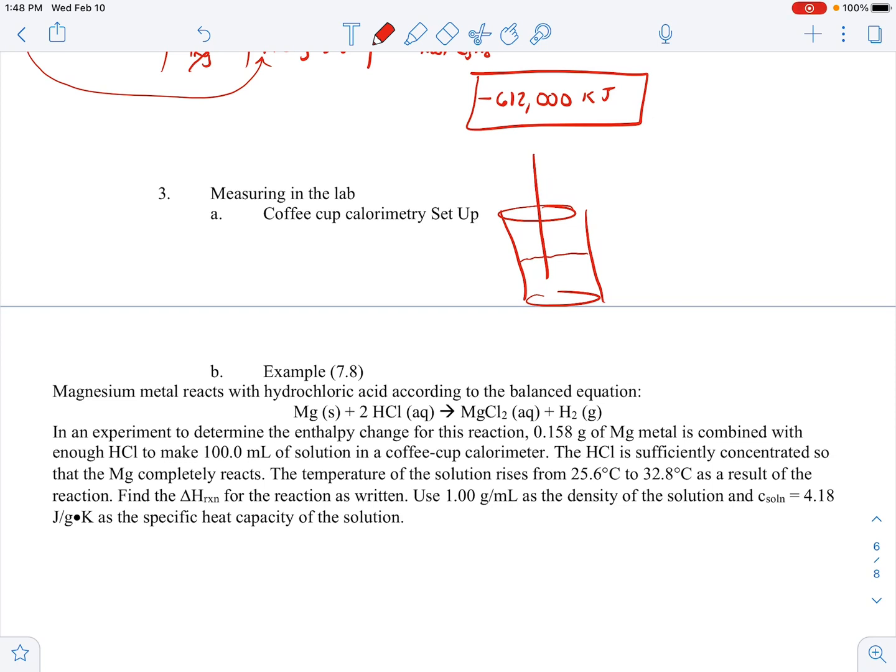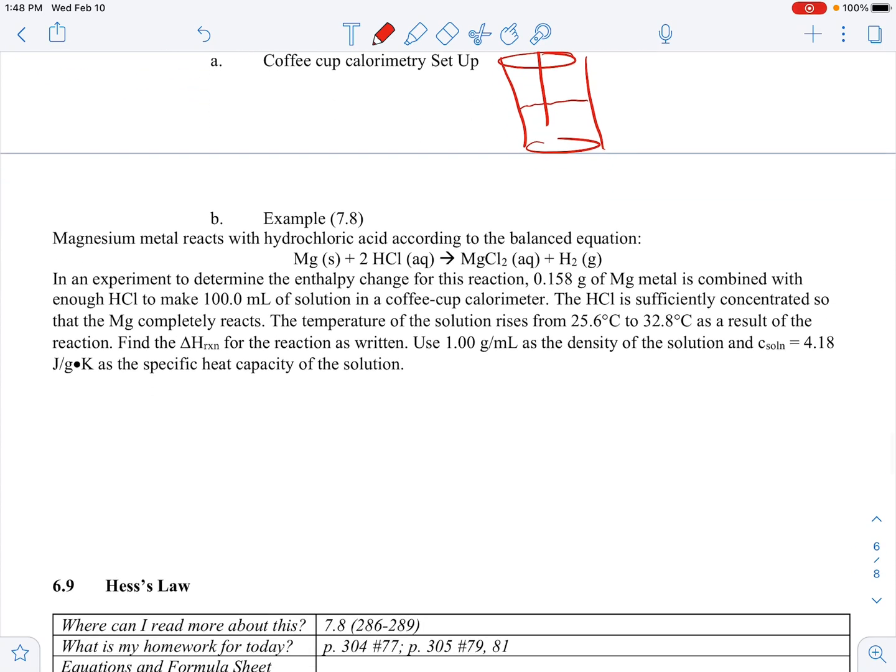All right, so let's see how we can relate Q and delta H here. So we keep rolling. We've got magnesium metal reacts with hydrochloric acid. There's our reaction. In an experiment to determine the enthalpy change, we used, let's highlight our important stuff, 0.158 grams of magnesium metal. It's combined with 100 mL of HCl in a coffee cup. The HCl is sufficiently concentrated so the Mg reacts completely.